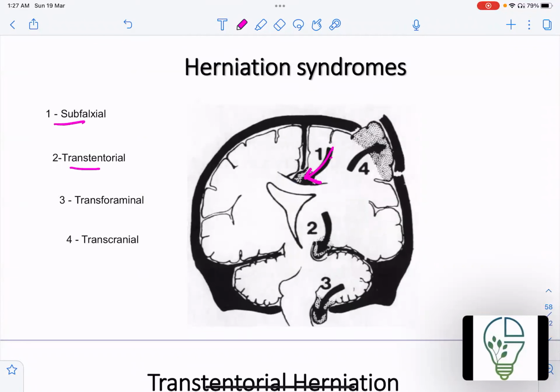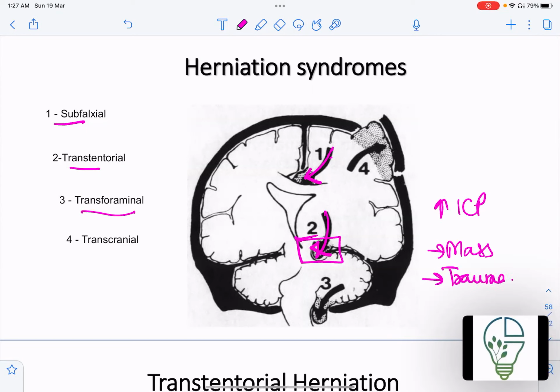I do recall having MCQs from this region. Transtentorial, this is the tentorium region, and there is herniation inside it. The herniation could be because of increased ICP. It could be because of a mass occupying lesion. It could be because of trauma. It could be because of any of these things, right? Then you have transforaminal. This is the foramen, and it's going through that.